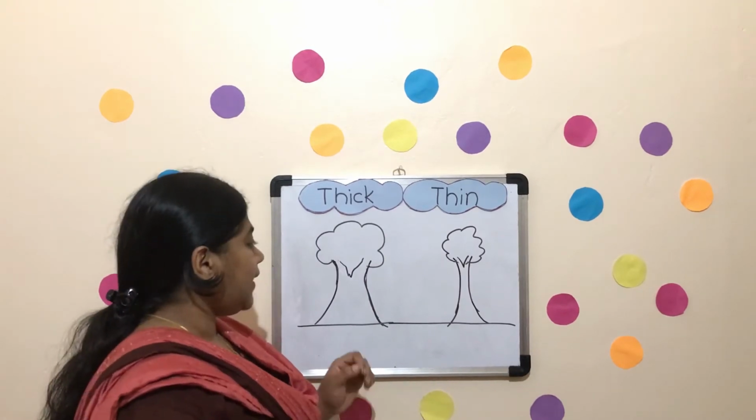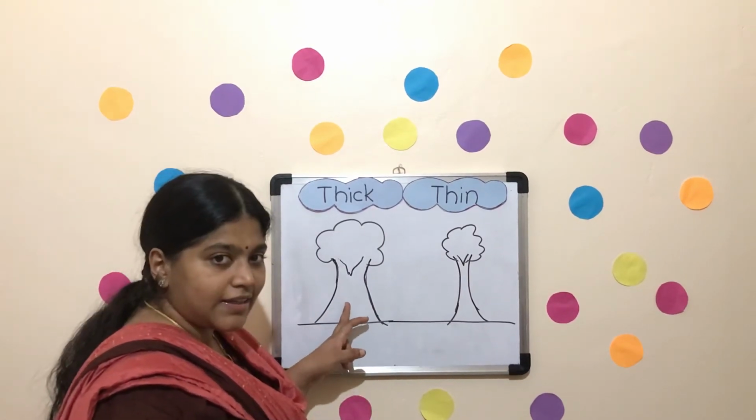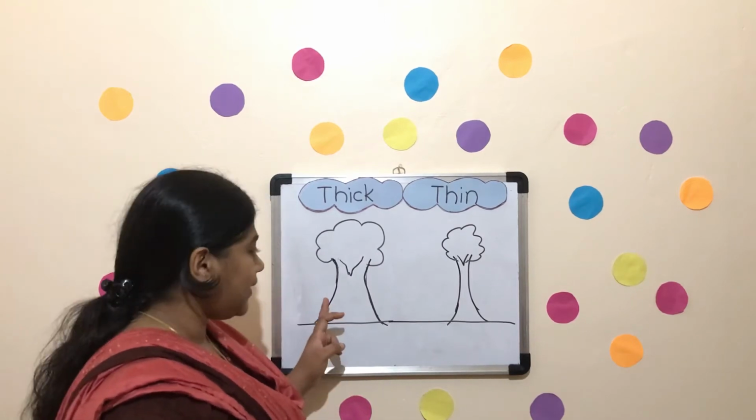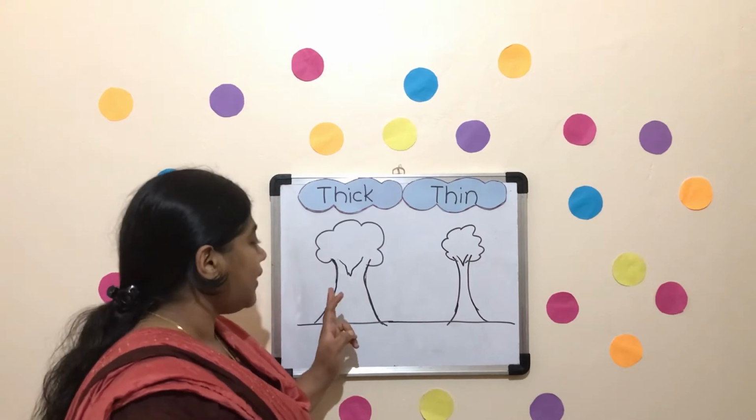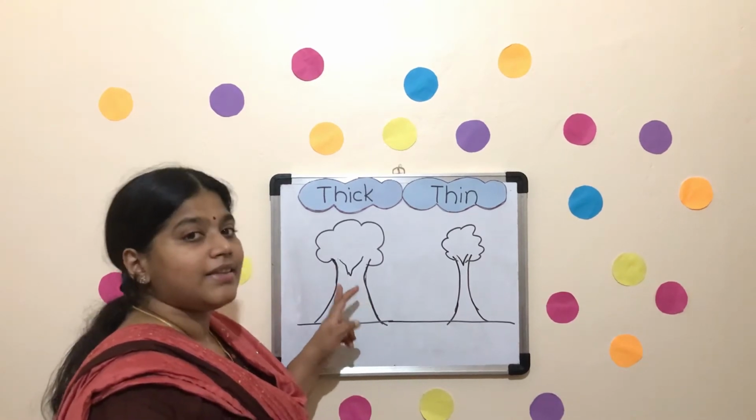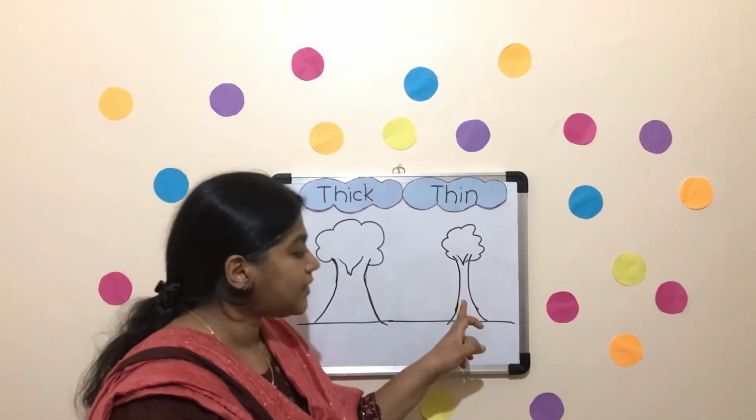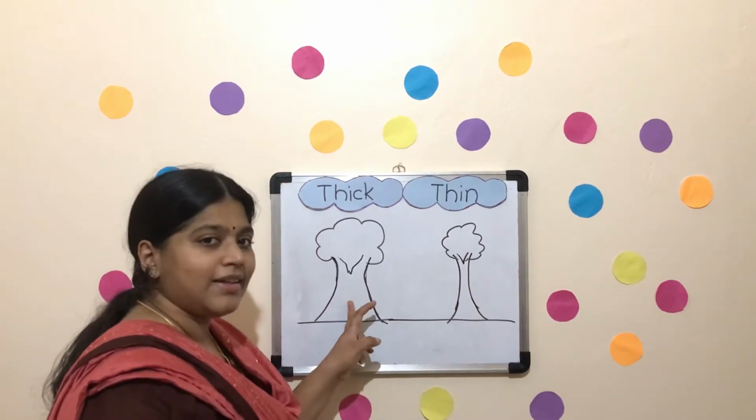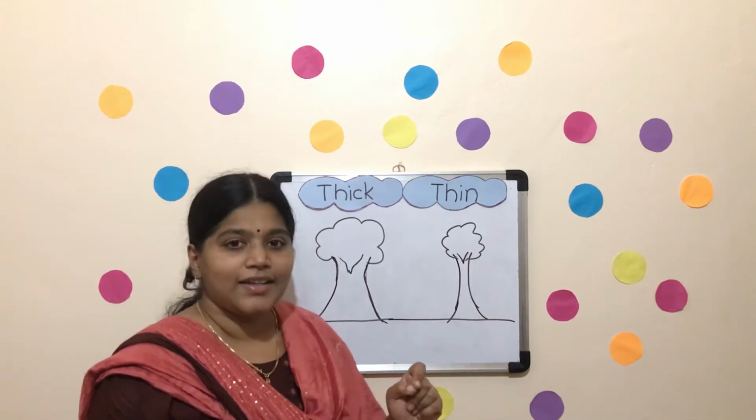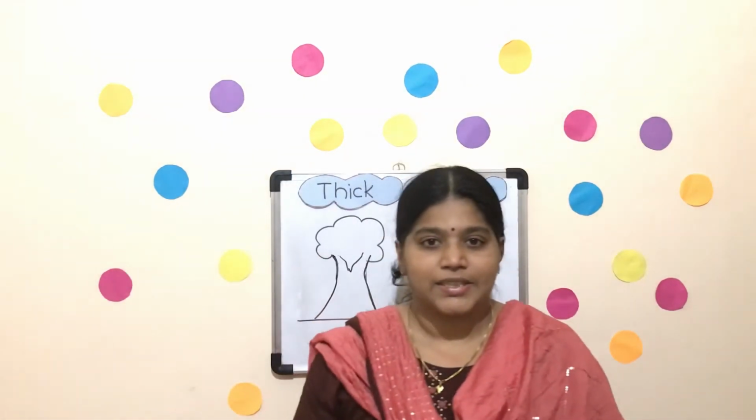Now look at these trees. Here I can say the trunk of this tree is thick. You can see it is wide, right? So we say the trunk of the tree is thick. And trunk of this tree is thin. Thick, thin. Right?